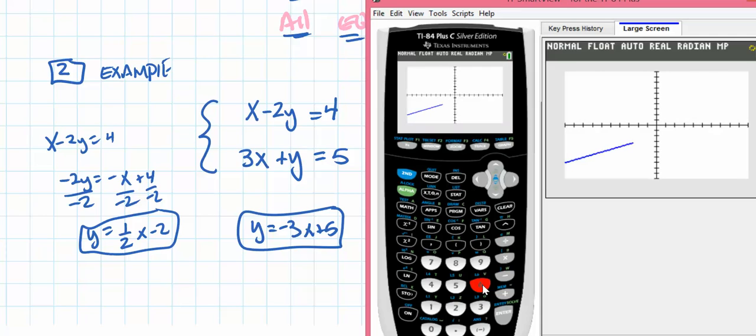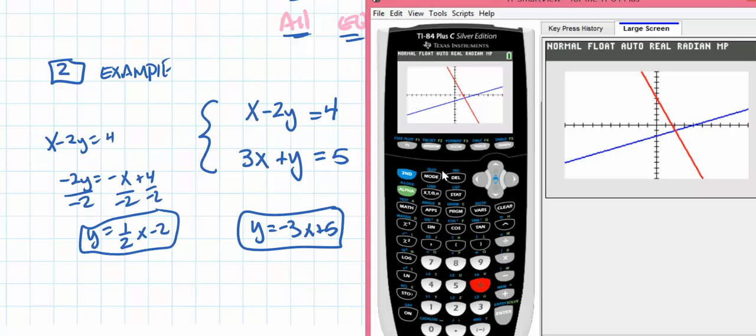There's my first equation, the 1 half x minus 2, and here is the negative 3x plus 5. You'll see right over here it looks like there's a point where they cross, where they intersect. That means they share a point in common. So I wonder what that point is. It looks like it's 2, negative 1. I'm going to verify that using the table.